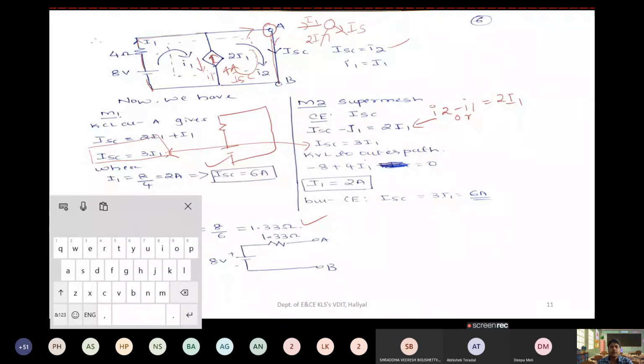Now if you apply KVL to the outer path as we did earlier, you get again minus 8 plus 4 times I1 equal to 0, because it is only this circuit now. Earlier we had a VTH, now we have only 8 volts and 4 ohms. This is the entire loop. So minus 8 plus 4 I1 is equal to 0. That means I1 is equal to again 2 amperes. If you use that here, you will get 6 amperes only.